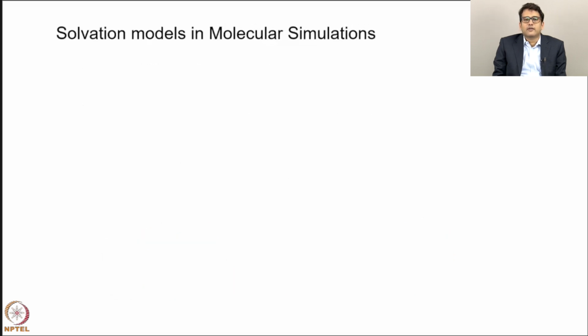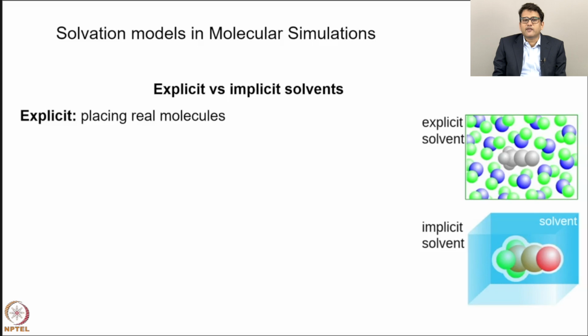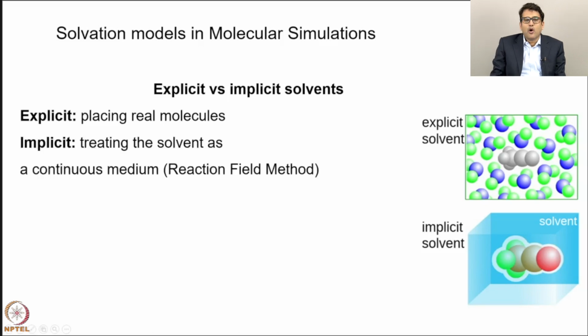Now, the solvent models which are available for molecular simulation can be briefly categorized into two major categories: explicit versus implicit solvents. In explicit solvent, you take the solute and place real solvent molecules, here in this case water, around the solute, and this explicit interaction between the solute and the solvent gives you the effect of the solvation.